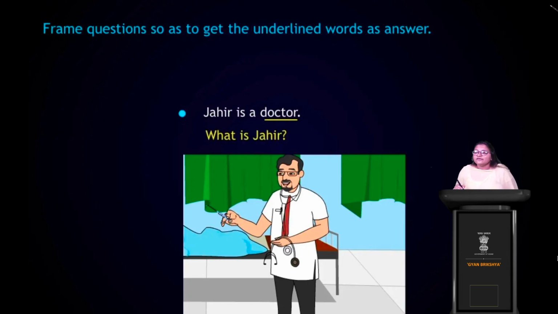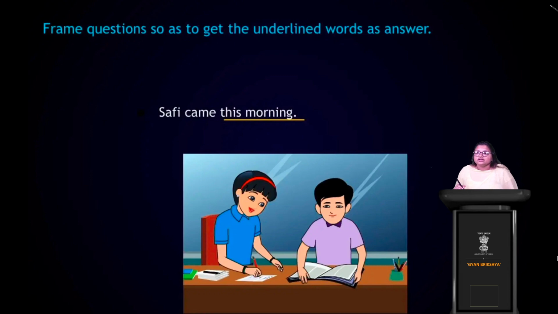Okay, next. Safi came this morning. So we have to focus on this morning. This morning is the response. So we have to frame a question to get this particular response. So Safi came this morning. So how are we going to write? Yes, very good. We are going to say, like, when did Safi come? When did Safi come? So the answer is Safi came this morning, right?